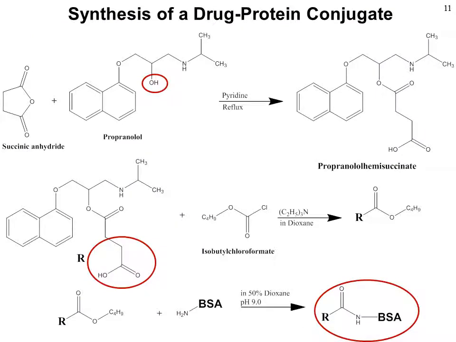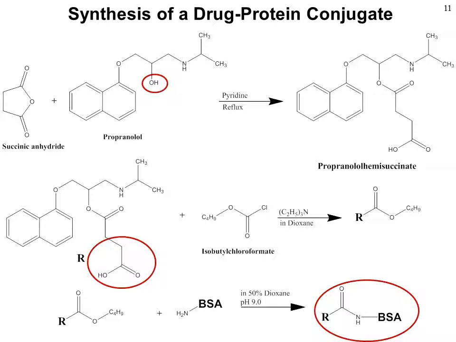Let's do just a little bit of organic chemistry. We would like to make antibodies against the blood pressure regulator propranolol by coupling it to the protein BSA, bovine serum albumin. However, this cannot be achieved directly since propranolol does not contain any activated groups for coupling. We thus need to derivatize propranolol first. We can do that by reacting it with succinic anhydride to make an ester and introduce a carboxylic acid group into the molecule. This carboxylic acid group can subsequently be activated with isobutyl chloroformate to generate an activated ester.